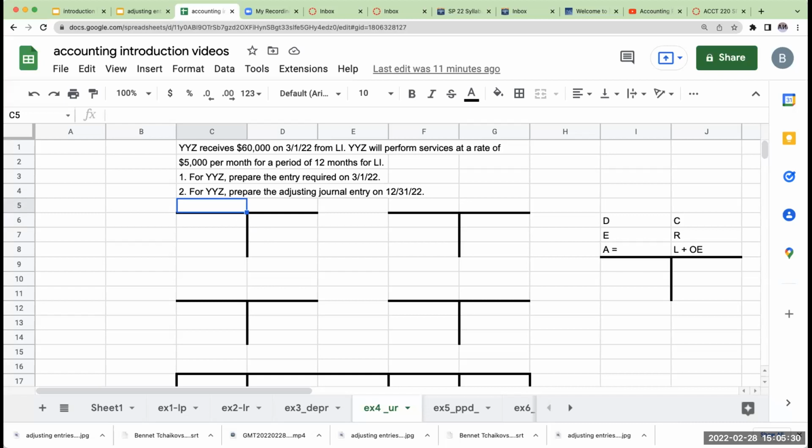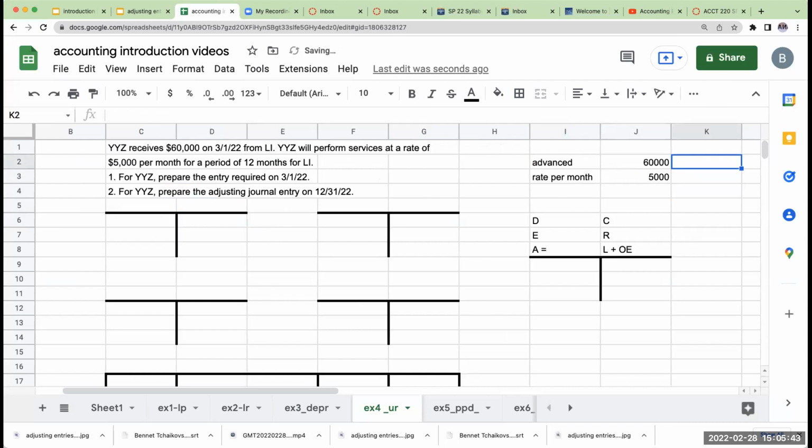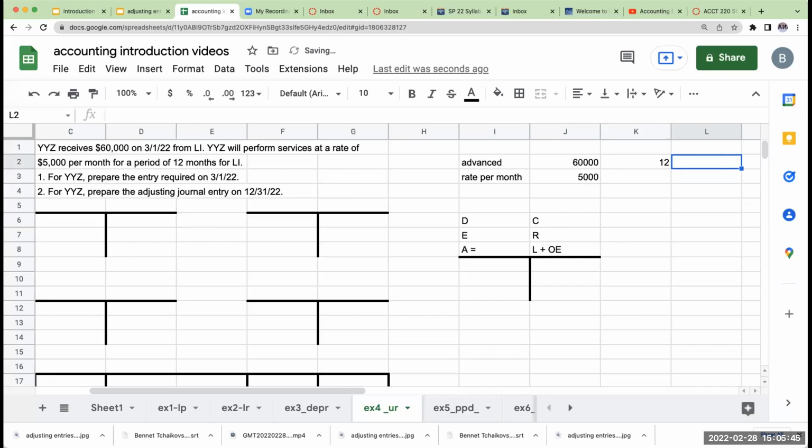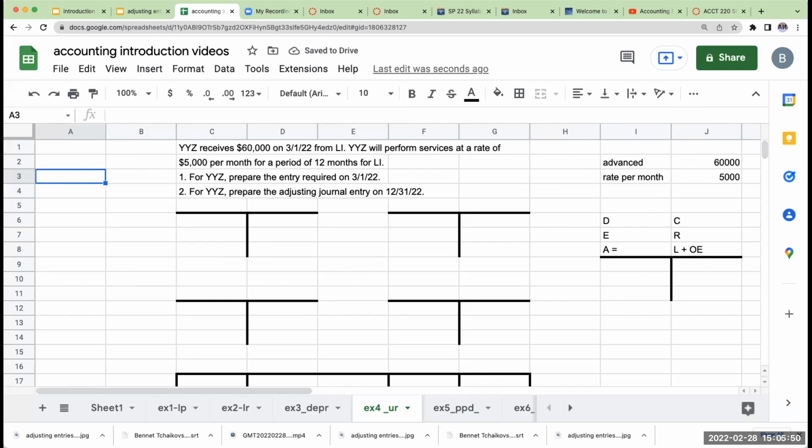The first thing we want to do is make sure, well, how many months were we actually advanced? So my advanced amount was 60,000. My rate per month is 5,000. So I've received 12 months worth of services. So I've been paid for 12 months.